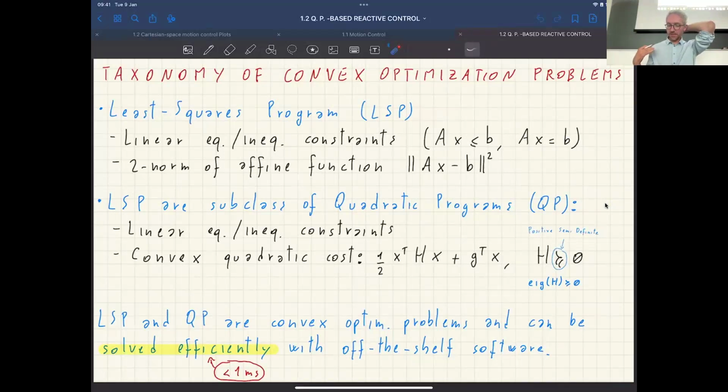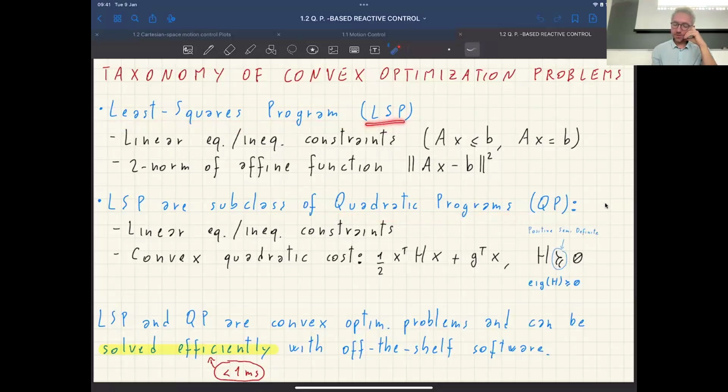Let's now take a step back and start talking a bit about the more general subject of convex optimization, because solving optimization problems is something that we're going to need to do a lot in this class. Not only in this part, but also in the coming modules on optimal control and reinforcement learning. So there are in particular these two kinds of convex optimization problems that are very useful for reactive control, which are least square programs and quadratic programs.